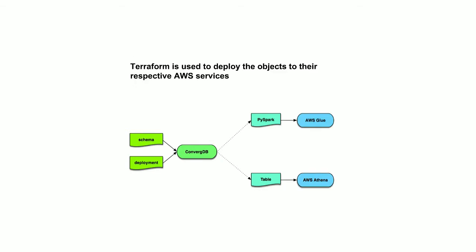Terraform is used to deploy the objects to their respective AWS services. So when we run Terraform, it'll actually upload your PySpark script into a defined Glue ETL job, take your table definition, and build an Athena table in AWS. And in addition to pushing these artifacts up there, it will build all of the supporting cloud infrastructure, such as access policies and S3 buckets, things like that that are necessary to manage your data lake end to end.